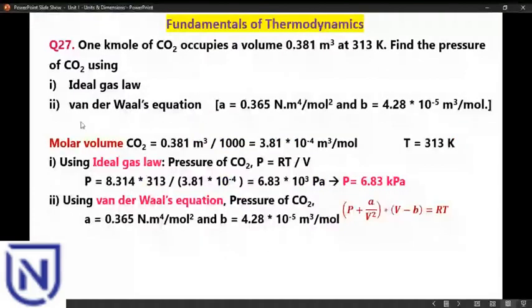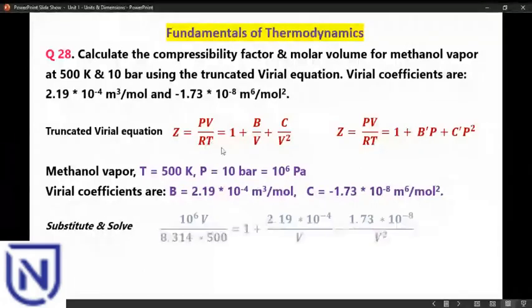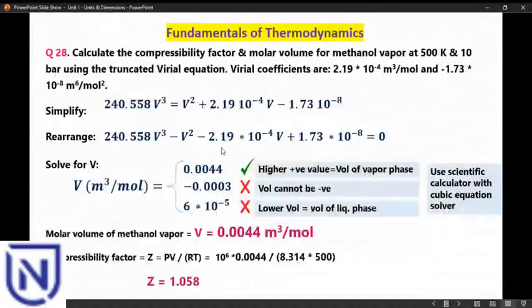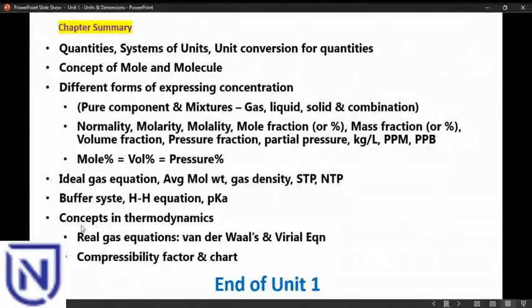Instead of van der Waals, I'll give one more virial equation. Constants I'll give you. So in that case, you substitute the molar volume and calculate the pressure, given B, C and temperature. So that is how you can solve it. So we have seen compressibility factor and compressibility calculation. Okay, that's the end of unit 1.